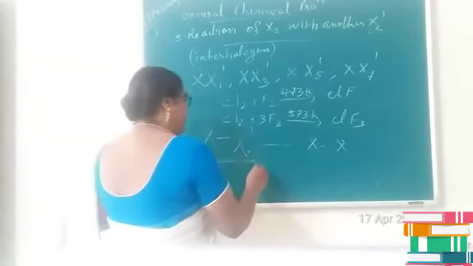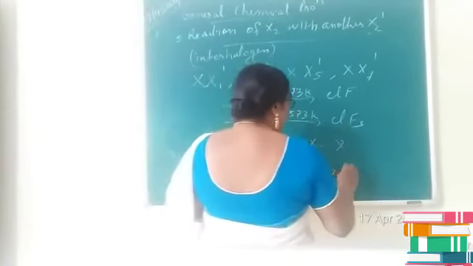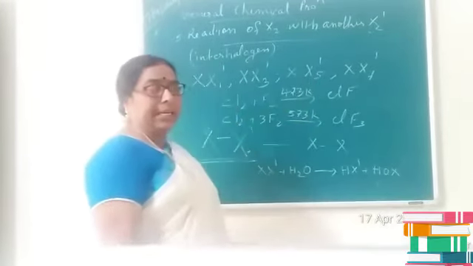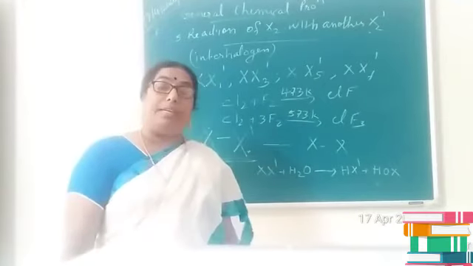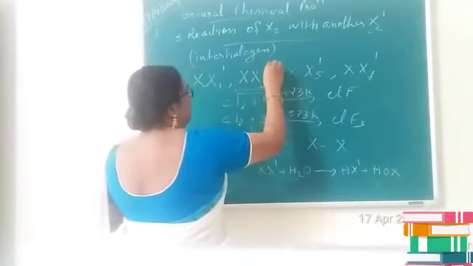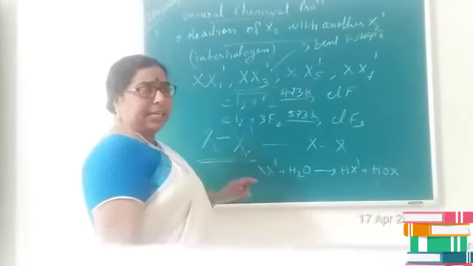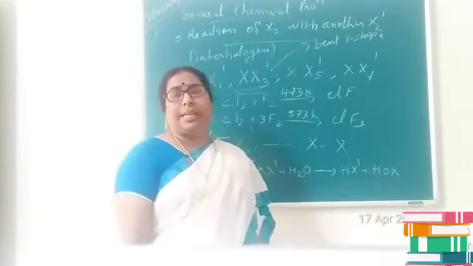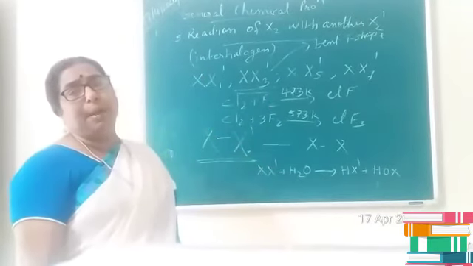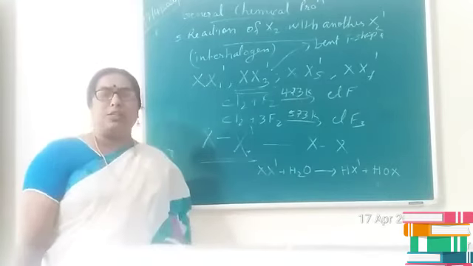At the same time, XX' reacts with water and generally produces HX' and HOX. Is it clear, children? That is about the chemical properties of interhalogen compounds. If you consider the structure, XX3' generally possesses a bent T-shaped structure. XX5' possesses a square pyramidal structure and XX7' possesses a pentagonal bipyramidal structure. Is it clear, children? That is about the chemical properties of halogens.